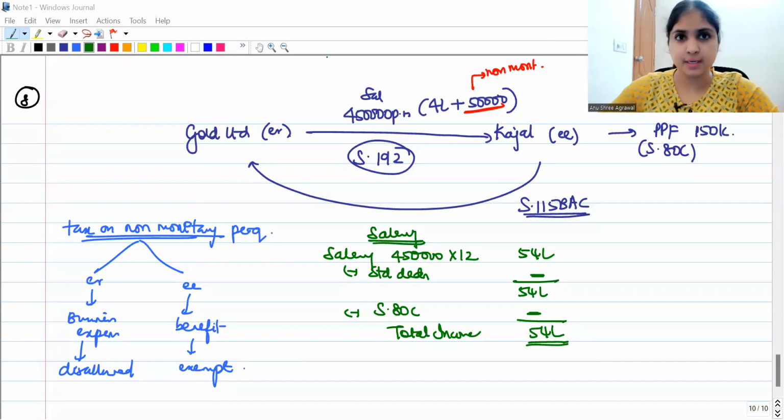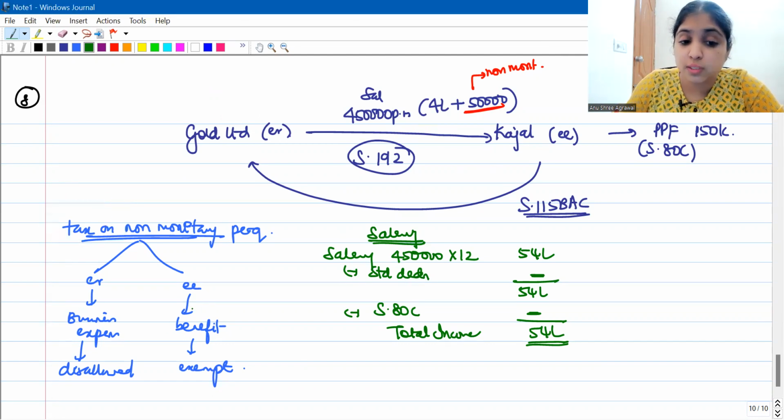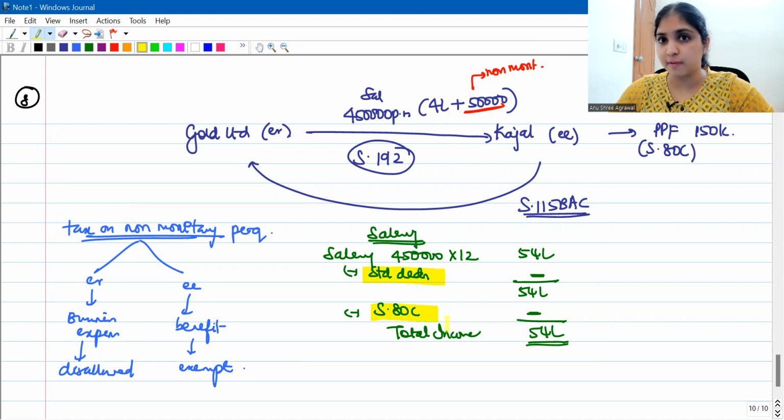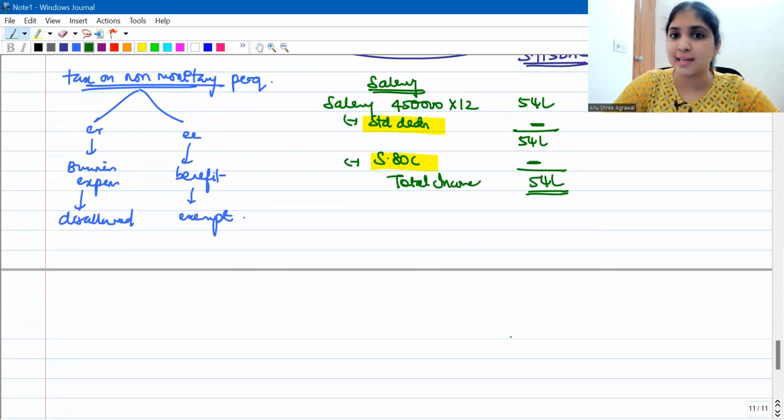Until here, clear, right? So Gold Limited is going to pay Kajal 4,50,000 salary every month, which includes 50,000 of non-monetary perquisite. Tax on non-monetary perquisite employer is bearing. So employee's total income will not include the tax part because even though it's a benefit for the employee, it is exempt for the employee, right? So the employee's total income will be 54 lakhs. We applied 115 BAC. We did not provide standard deduction. Also, we did not provide Section 80C. On this 54 lakhs, how will we calculate tax liability now?